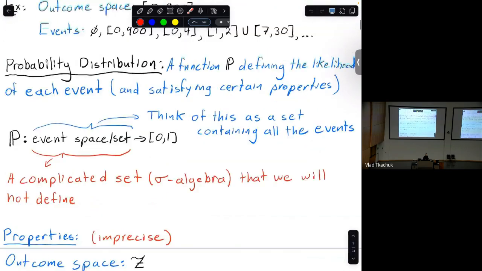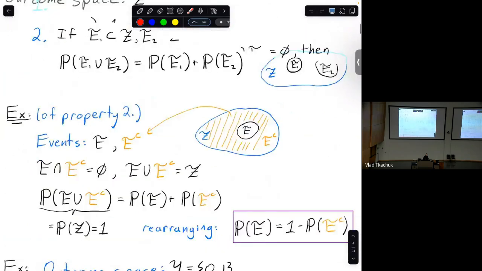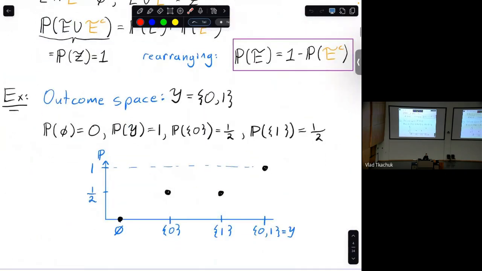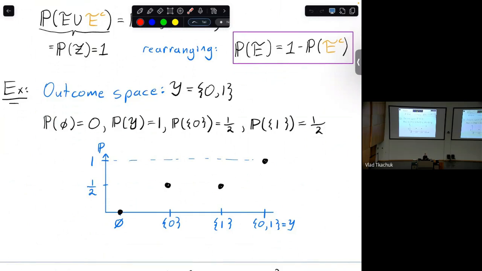Do I have an example of this first? It should be here. Let's look at an example first, and then I'll tell you about the properties it should obviously satisfy. So this is the case where you have the coin flip. Your outcome space is just the possible outcomes you can get, which is tails or heads, right? Now the events are going to be the different things that you might want to talk about.